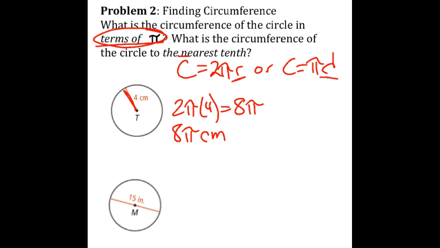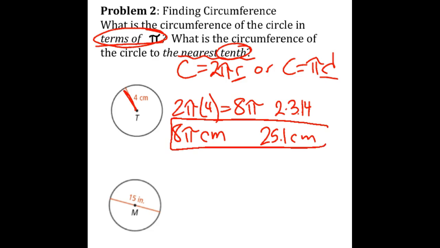However, it also asks to the nearest tenth, so you're actually going to approximate it. When we approximate for pi, I ask that you use 3.14 for your approximation for the value of pi. So we're going to go 2 times 3.14, times 4, and we should get about 25.12. We're rounding to the nearest tenth though, so we're going to get 25.1 centimeters. Those are your two answers.